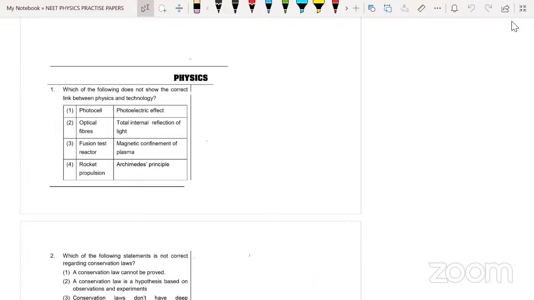So the first question, beta. Which of the following does not show the correct link between physics and technology? Photocell is connected to photoelectric effect. That's true. Optical fibers is connected to internal reflection of light. That's true. Fusion test reactor, magnetic confinement of plasma, and rocket propulsion, Archimedes principle. Which of the following does not show the correct link? I hope everyone can give me the answer for this one.